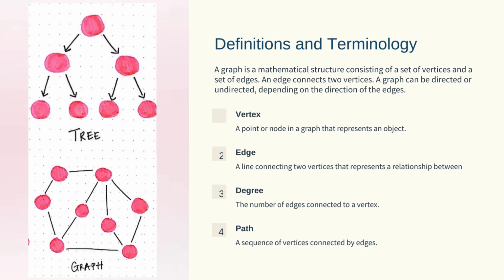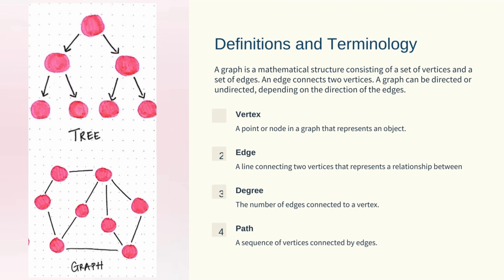Definitions and terminology. A graph is a mathematical structure consisting of a set of vertices and a set of edges. Simply, we can say it's a collection of vertices connected by edges. Vertex. A vertex in the context of graph theory is a fundamental unit or point in a graph where edges meet. It can represent an object or entity in various applications, such as a person in a social network, a city in a transportation network, or a computer in a computer network.